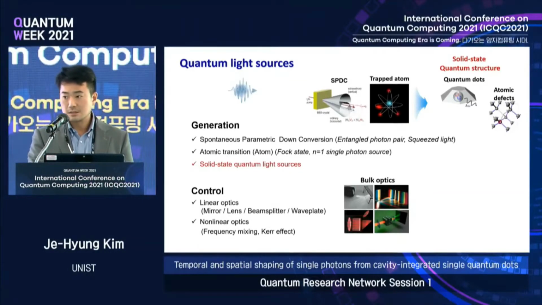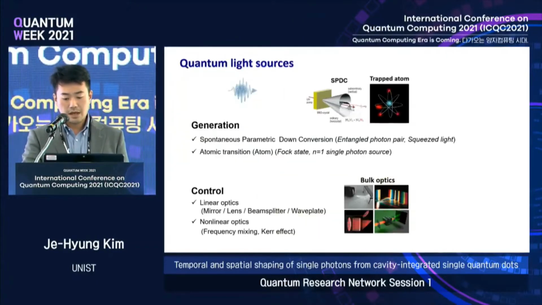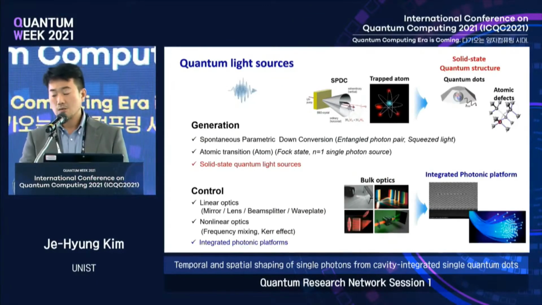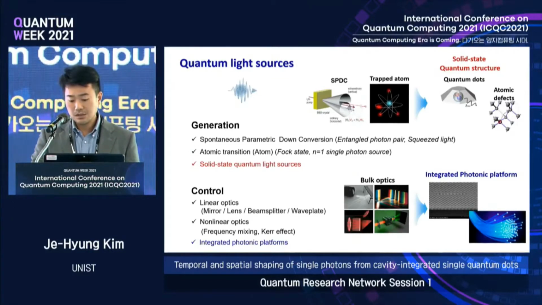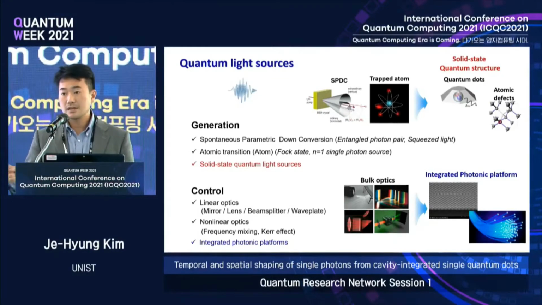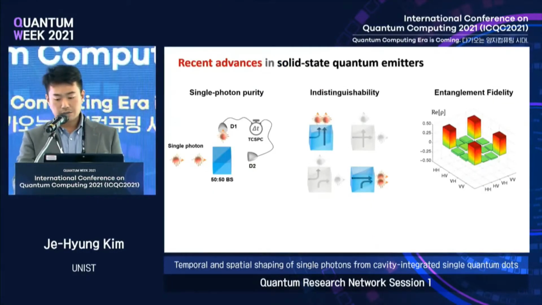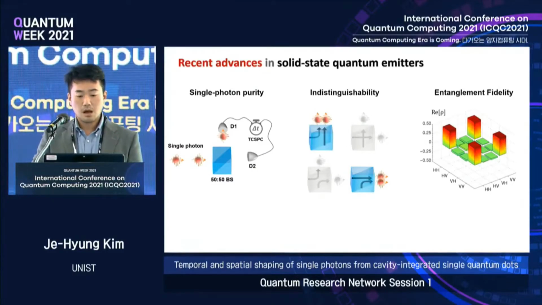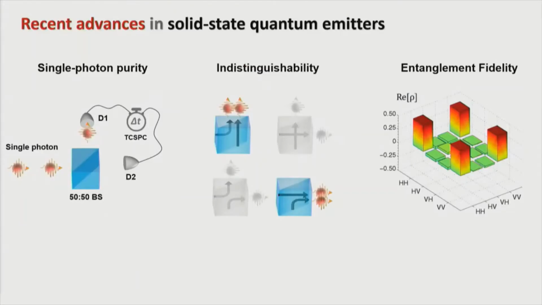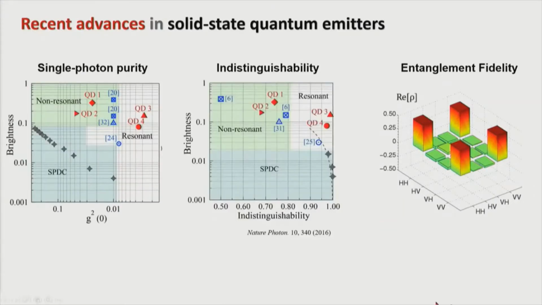And instead of this bulk optics, we can also control the light on chips. We have a cavity, and we can make waveguides, cavities, and integrated circuits. And if you want, we can also use fiber optics. Thanks to the effort from many groups, there have been huge advances in the solid-state quantum emitter communities. So nowadays we have single photons with high purity, high indistinguishability, and high brightness.